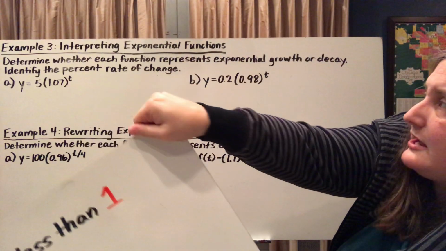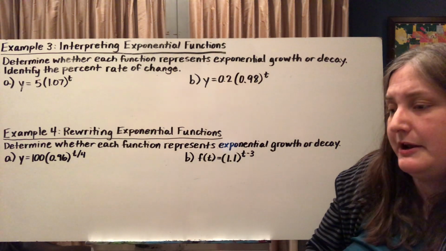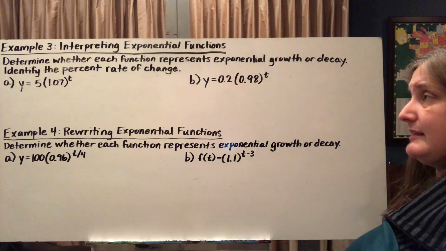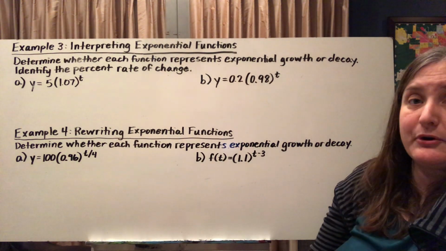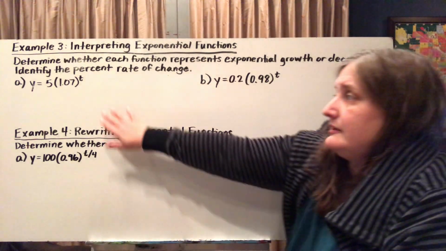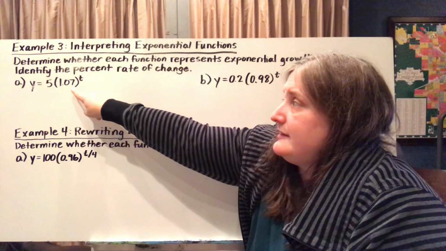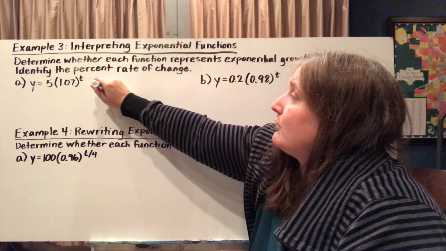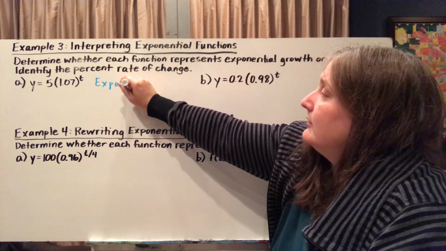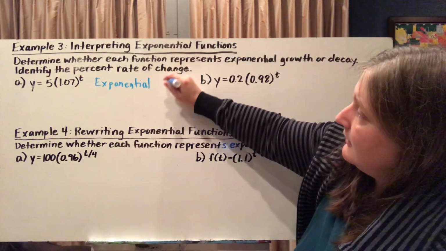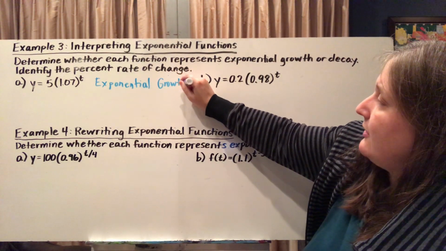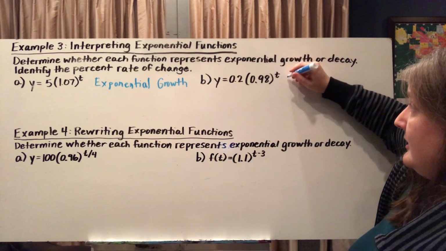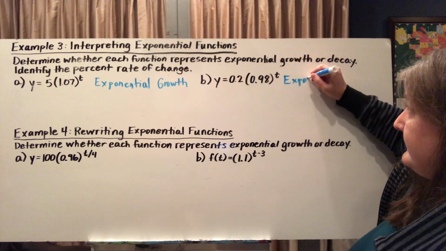All right, the last thing we're going to do is take a look at some exponential functions and try to determine whether they represent exponential growth or exponential decay. And in these top two, we're also going to try to identify the percent rate of change. So this looks like an exponential function. If my value inside the parentheses is greater than 1, that's an indicator that this is exponential growth. If the value inside my parentheses is less than 1, and this looks like an exponential function, this represents exponential decay.